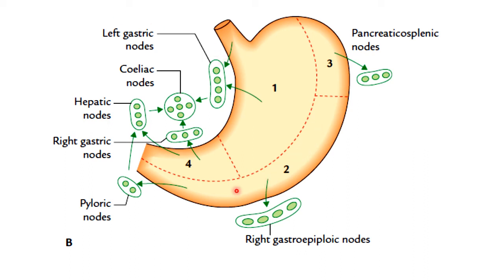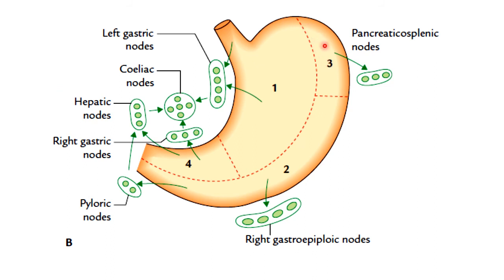Now the lymphatic drainage of area 2. Area 2 includes the pyloric antrum and the pyloric canal along the greater curvature of the stomach. The carcinoma of the stomach most frequently occurs in this area. The lymph from this area is drained into the right gastroepiploic lymph nodes along the right gastroepiploic artery and the pyloric nodes present in the angle between the first and second part of the duodenum.